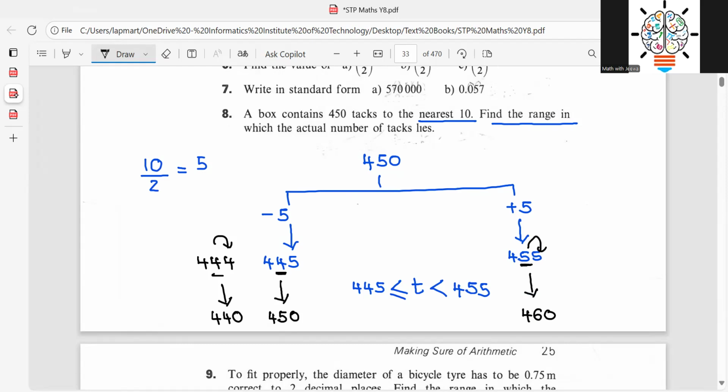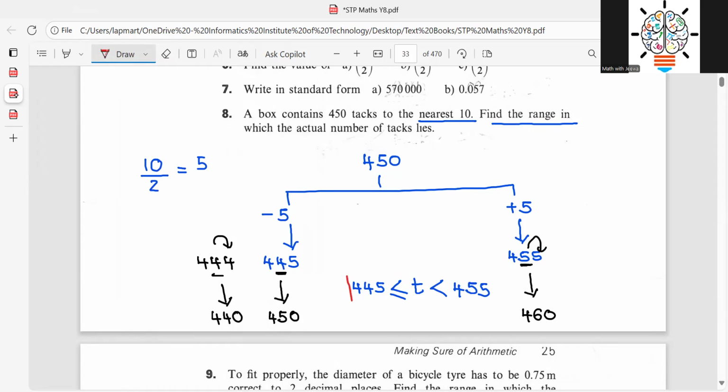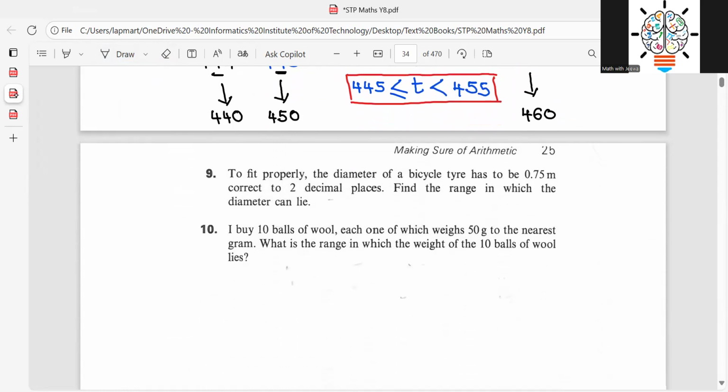So then the final answer, always the final answer, you can use a different color. Here I just took pink color, but you are not allowed to use the pink color, children. You can just take the black color. So this is your final answer, right? I use the black color for the explanation now, but you can take the black color pen and box it and show this is the range, because they have asked us to find the range in which the actual number of tacks lies. Then we will move to the next one.